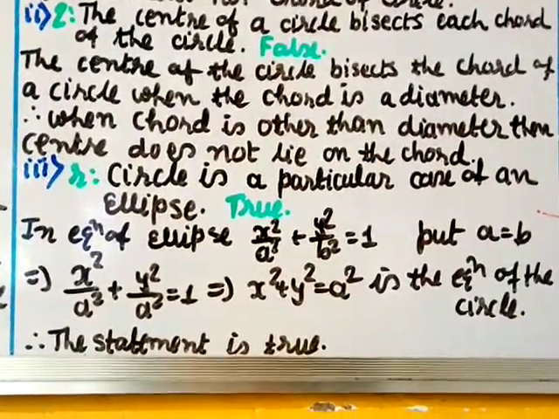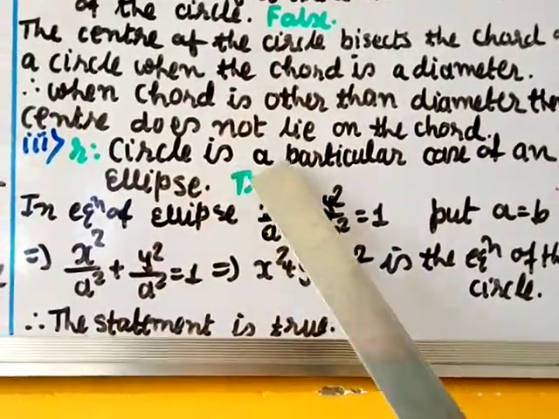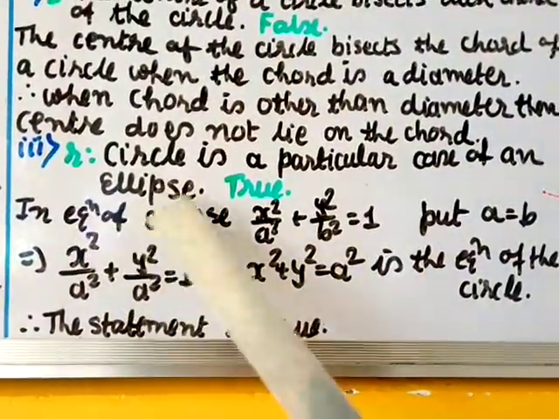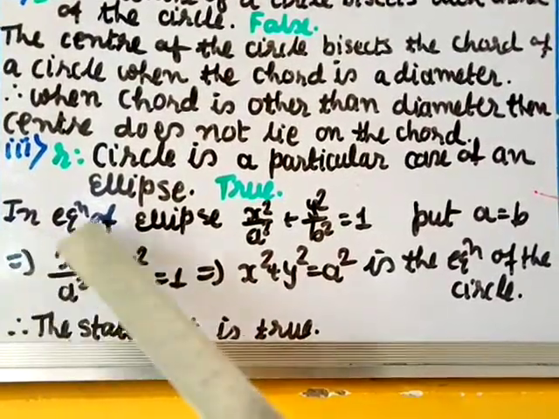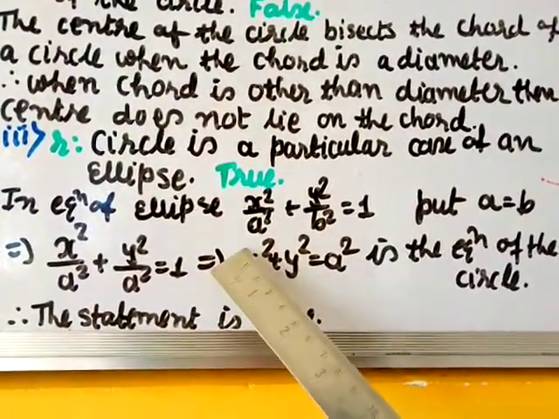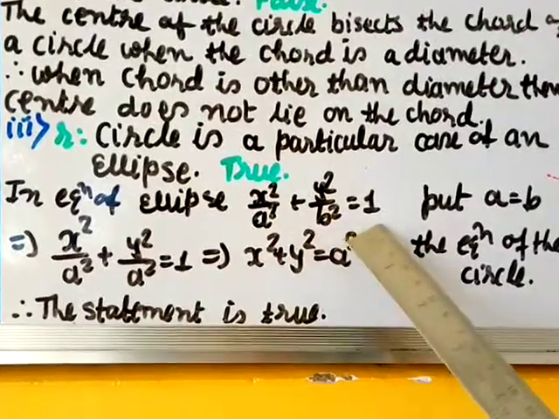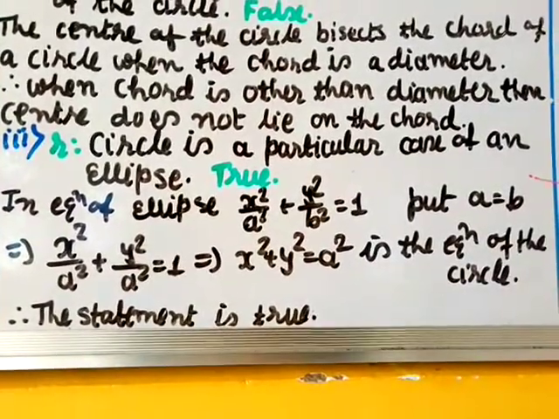Roman number 3, statement R. Circle is a particular case of an ellipse. This statement is true. Why is it true? Because we know the equation of an ellipse is given as x square by a square plus y square by b square is equal to 1. This is the standard equation of the ellipse.